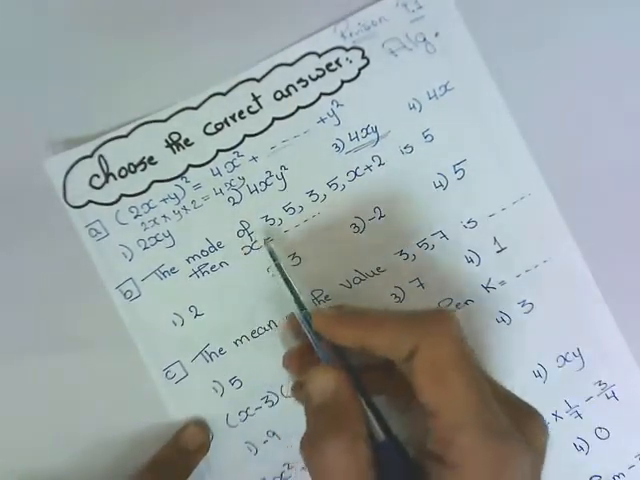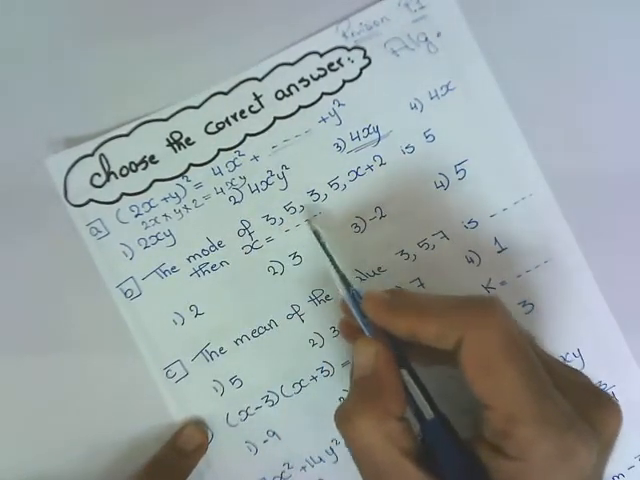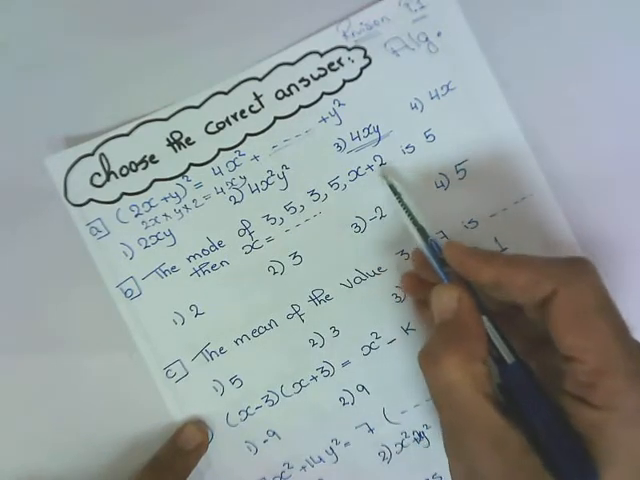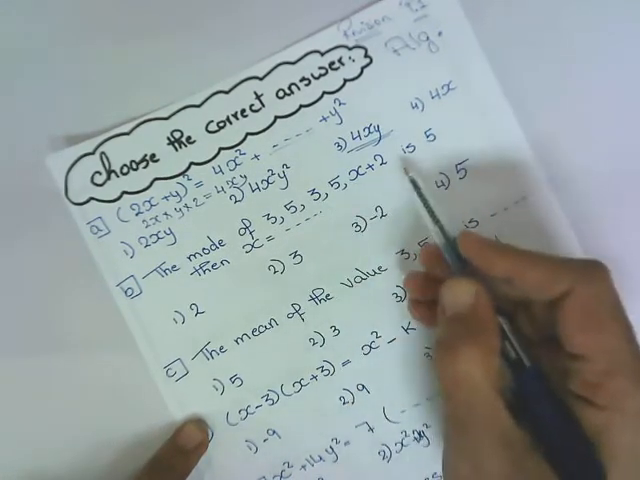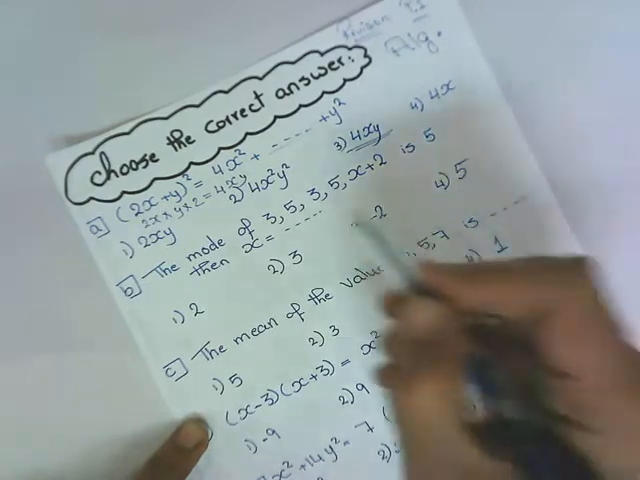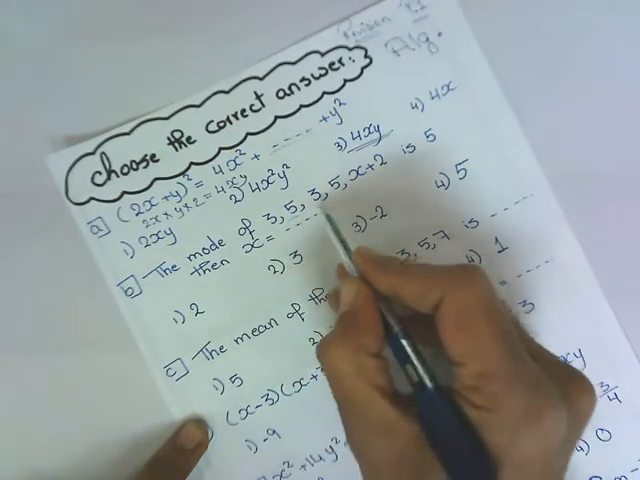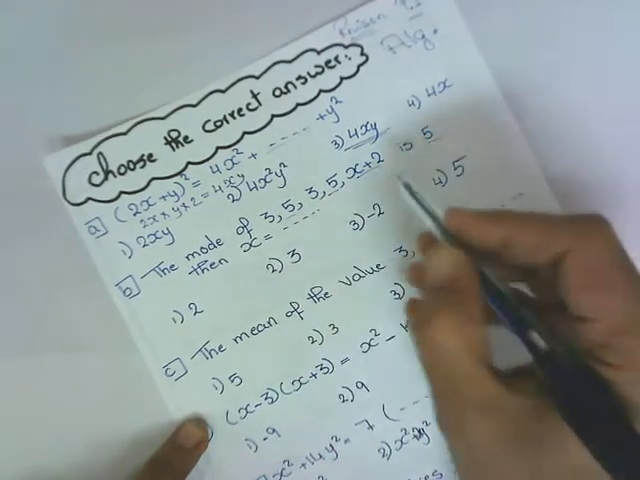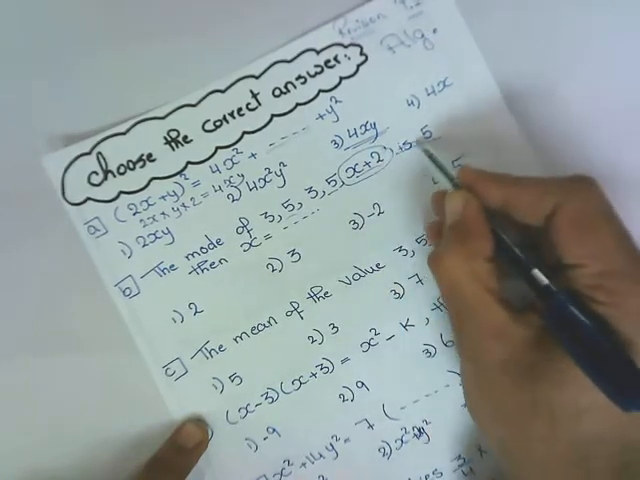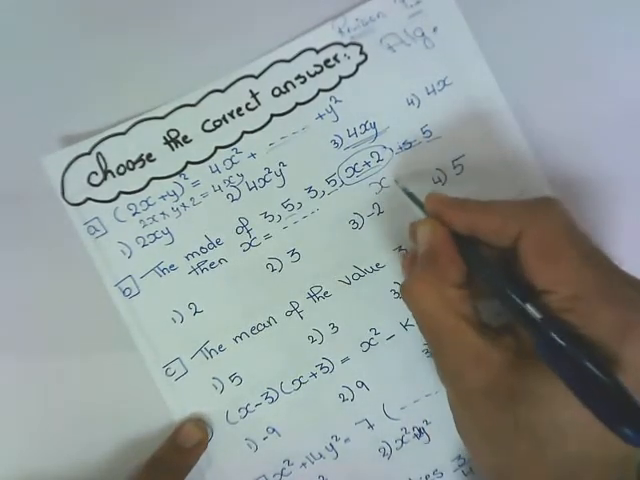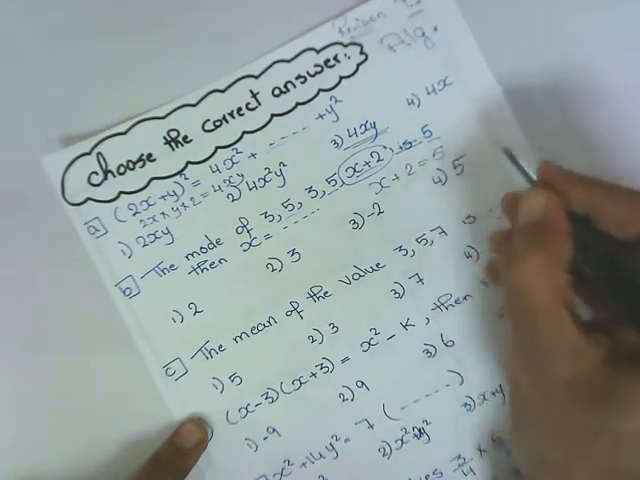The mode of the values 3, 5, 3, 5, and x plus 2. The mode of the values is the most repeated value. So the most repeated value will be 5. So x plus 2 must equal 5. X plus 2 equals 5. So x will be 3.